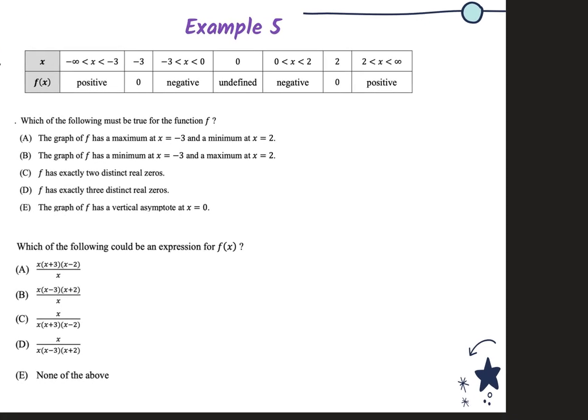So first of all, if you need a visual, get a visual. You have a 0 at negative 3. At negative 3, it's 0. At 0, it's undefined, which either means it's a hole or a vertical asymptote. We don't know yet. At 2, it's 0 again.